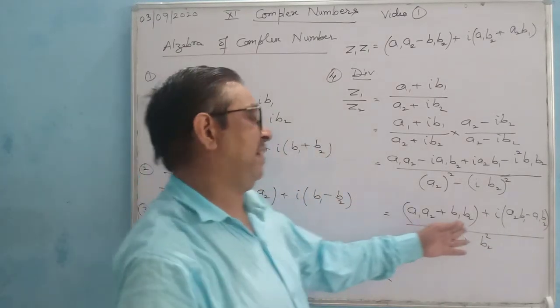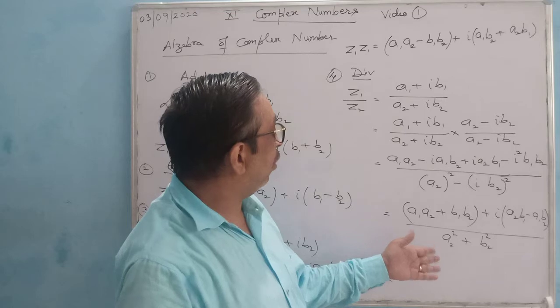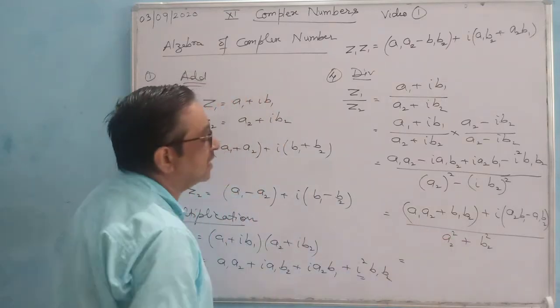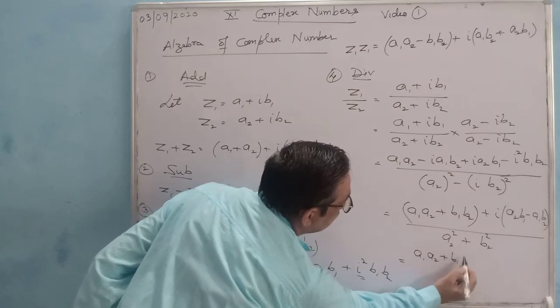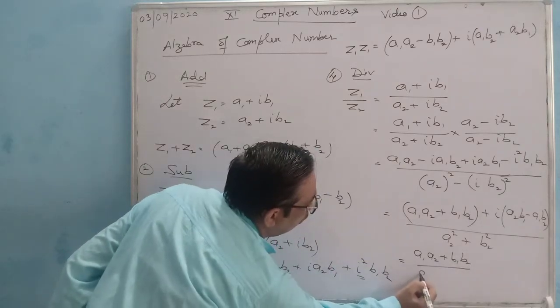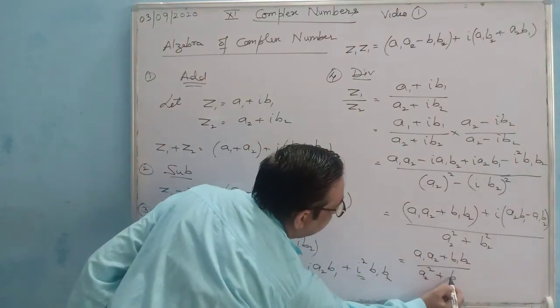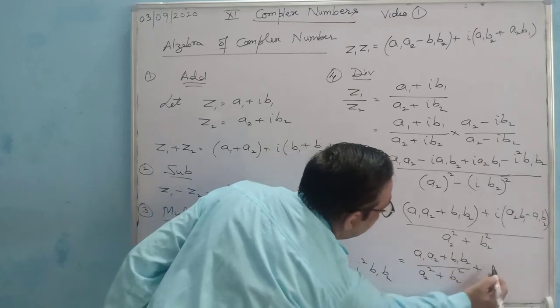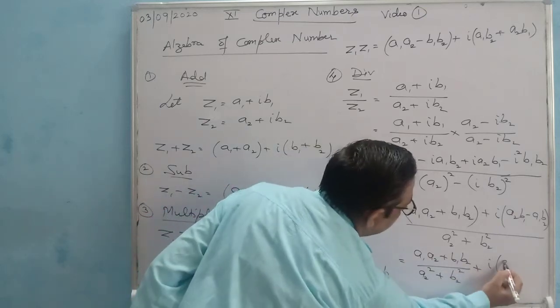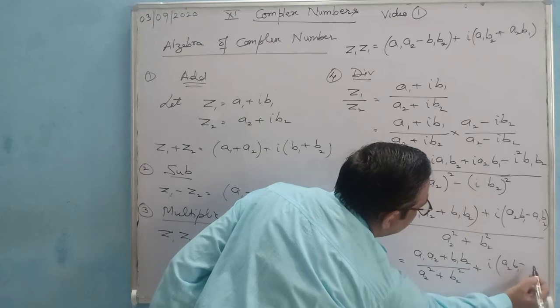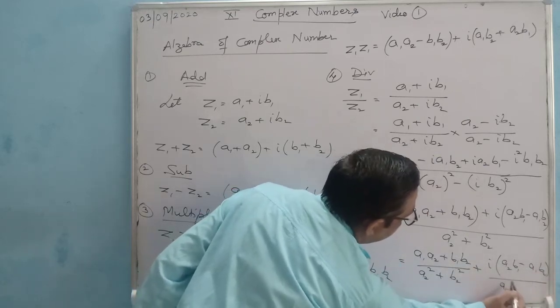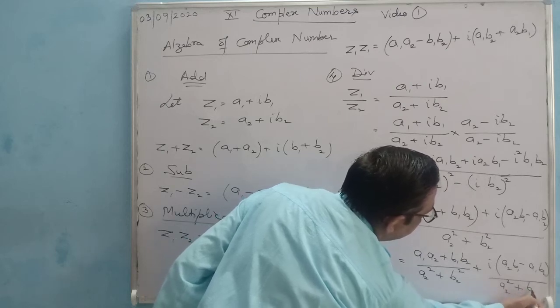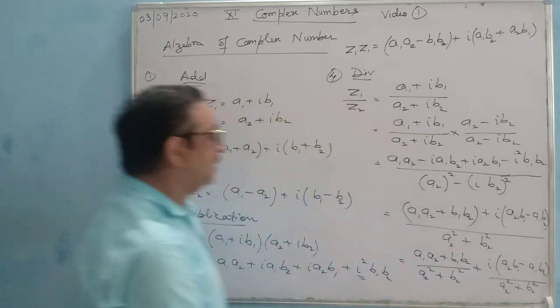But this is not the correct answer. The answer should be in the form where real and imaginary parts are separated: (a1 a2 plus b1 b2) upon (a2 square plus b2 square), plus i times (a2 b1 minus a1 b2) upon (a2 square plus b2 square). Is it clear?